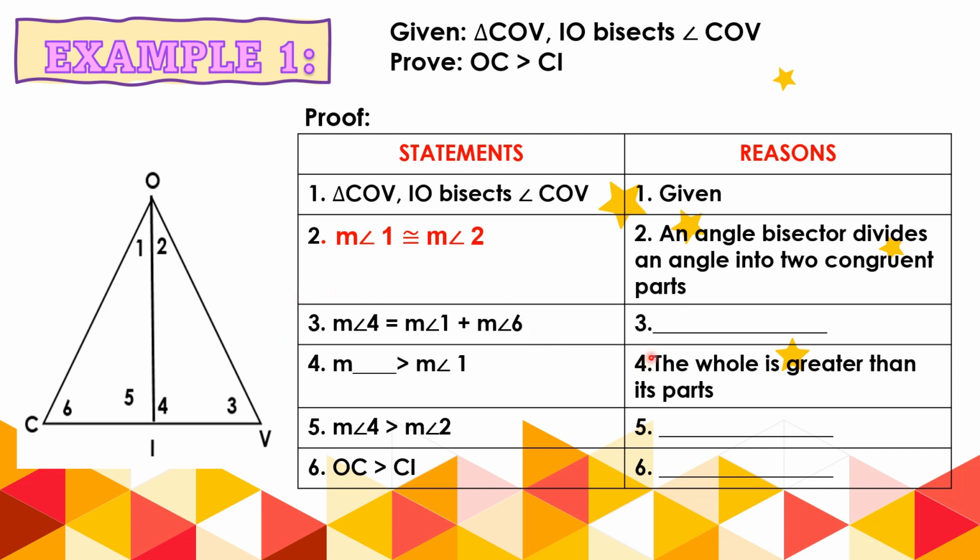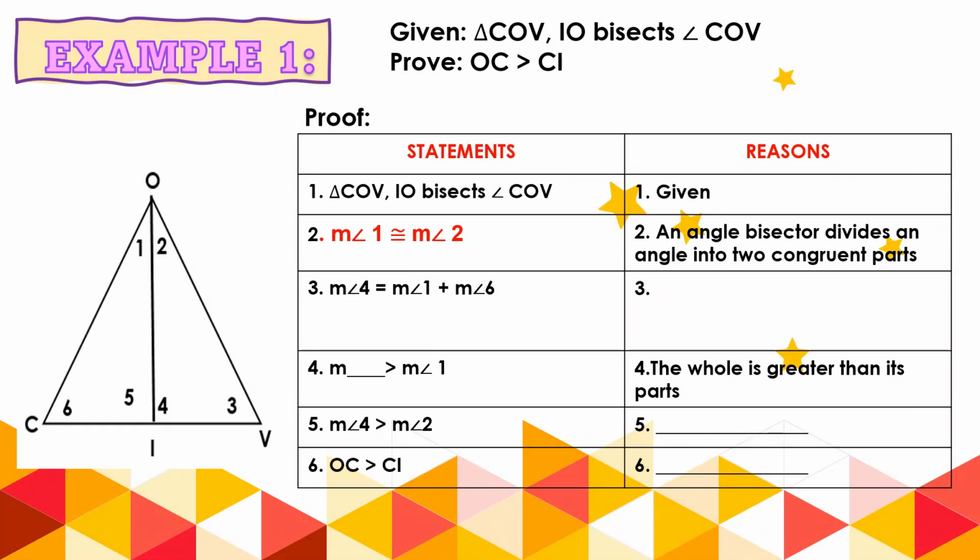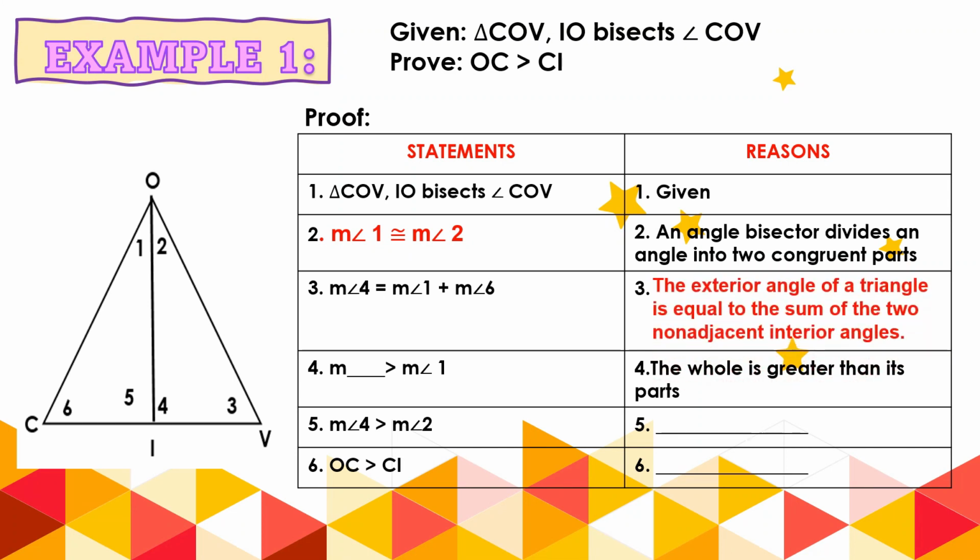Let's proceed to the third statement, which is angle 4 is equal to the measure of angle 1 plus the measure of angle 6. This is the angle 4, angle 1, and the angle 6. What do you think our reason is? So the reason for the third statement will be the exterior angle of a triangle is equal to the sum of the two non-adjacent interior angles.